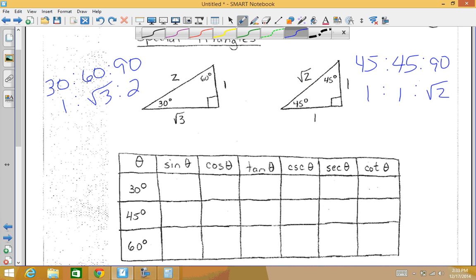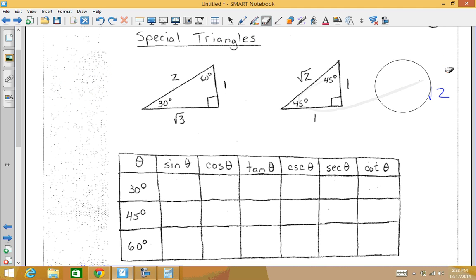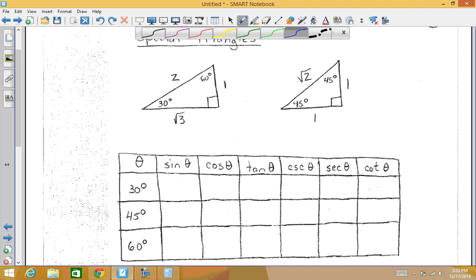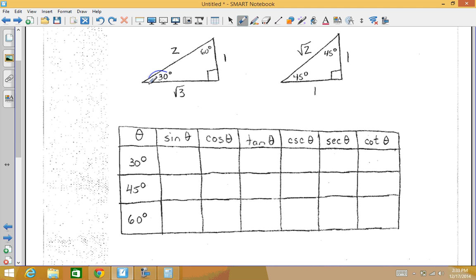So what we're going to do now is find the 6 trig functions: sine, cosine, tangent, secant, cosecant, cotangent for all of these angles. So you can see we have a chart down here. And we're going to start with 30 degrees. The sine would be the opposite. So the opposite of 30 would be 1. The adjacent would be square root of 3. And the hypotenuse would be 2.